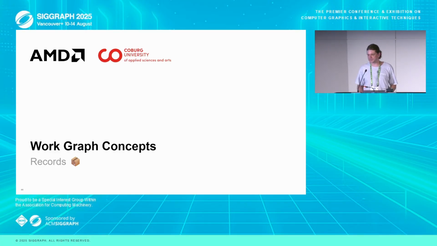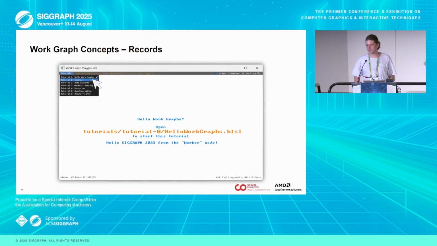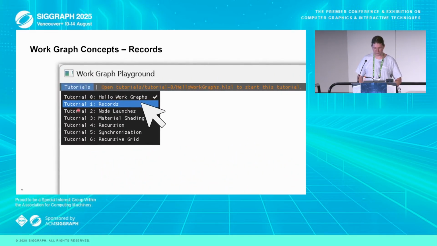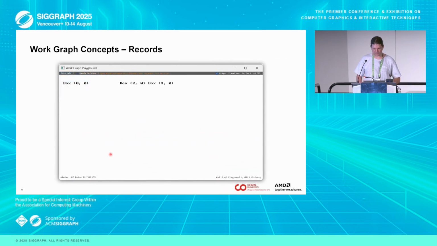Okay, thank you, Max. So, work graphs concept part 2, if you will, we're going to talk about records. And to that end, here's a screenshot of our Work Graphs Playground app. And let me use my laser pointer here real quick. And then we have this little menu up here where you can select the next tutorial. So the next tutorial is tutorial number 1. It's on records. And after you click that, you should see this little thing here.